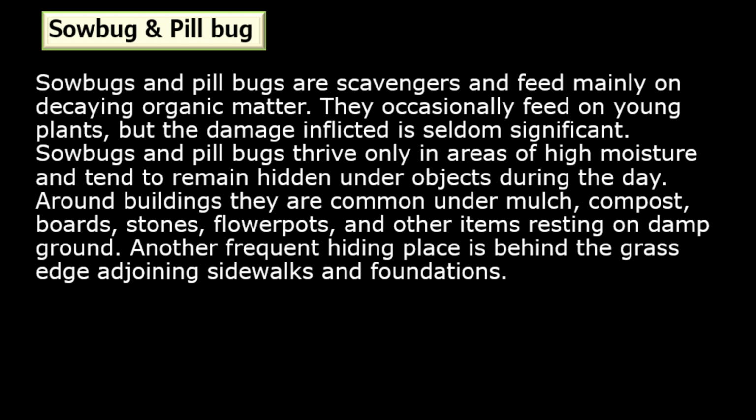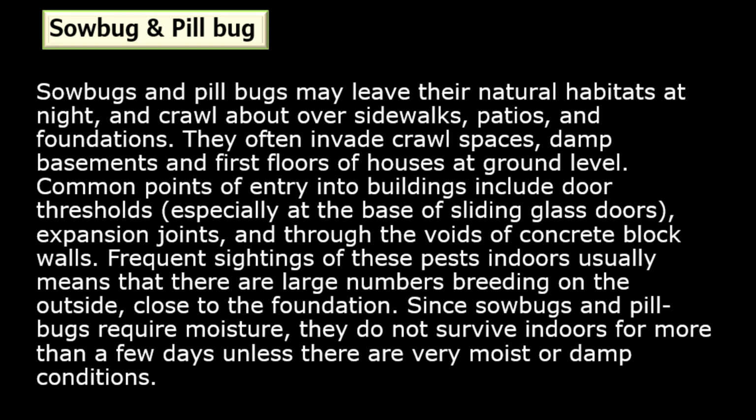Sow-bugs and pill-bugs thrive only in areas of high moisture and tend to remain hidden under objects during the day. Around buildings, they are common under mulch, compost, boards, stones, flower pots, and other items resting on damp ground. Another frequent hiding place is behind the grass edge adjoining sidewalks and foundations. Sow-bugs and pill-bugs may leave their natural habitats at night and crawl about over sidewalks, patios, and foundations.